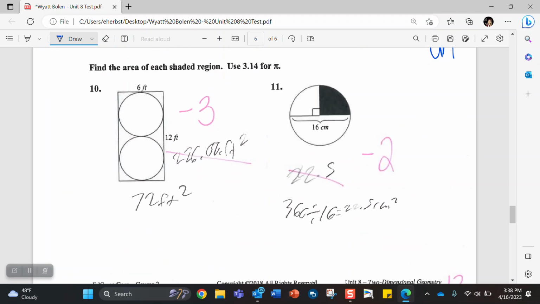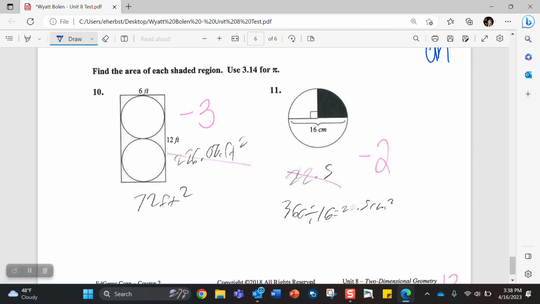Okay, the next two: number 10 was actually worth 4 points, and 11 was back to 3. So on number 10, again, we have this concept of an area of a composite figure. You can probably see on his test a little better that this part's all shaded in, and that's all you're supposed to find, the area of that shaded part. So what I want students to recognize first is what shapes do you even see? My hope is that they see a rectangle and 2 circles.